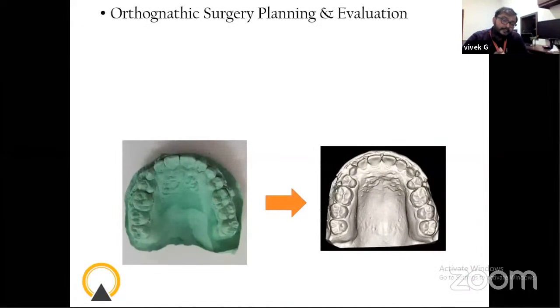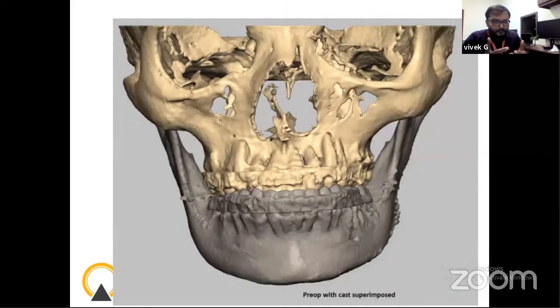Not only that, if we take the impression cast of this particular patient, a CBCT of the patient's cast can also be taken, and then with the help of a third party, right now we are sending it to CTAS in Chennai, where Dr.